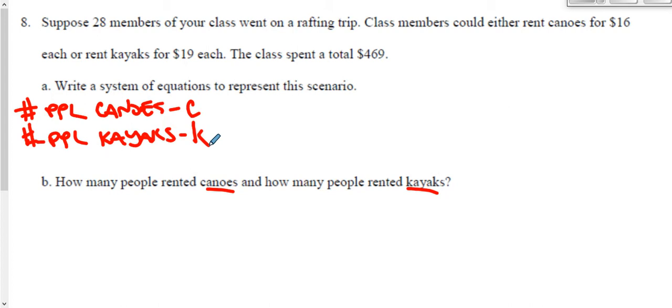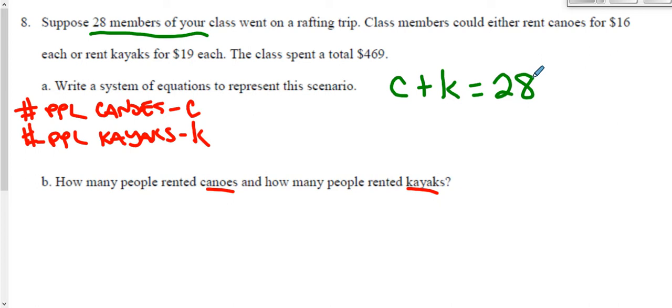The first equation I want to write is the one with the simplest information. If C stands for the number of people in canoes and K stands for the number of people in kayaks, I'm going to write an equation about the number of people, because my word problem has told me the total number of people in my class. So if I take the number of people in canoes and add the number of people in kayaks, it should give me the total number of people on the trip: C + K = 28. And there we have our first equation, the simplest equation, just about my variables in and of themselves.